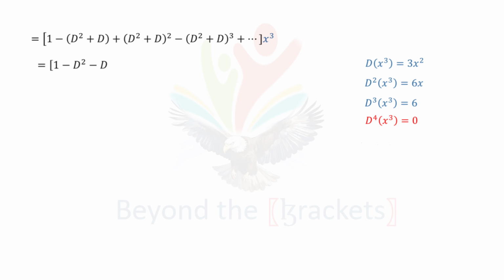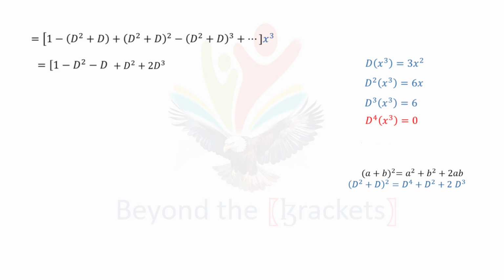Now D square plus D whole square is of the form a plus b whole square. Expanding this, we get a square plus b square plus 2ab. Here a square is D power 4, which is 0 and need not be included. B square is D square and 2ab is 2D cube. So only D square and 2D cube will be included.